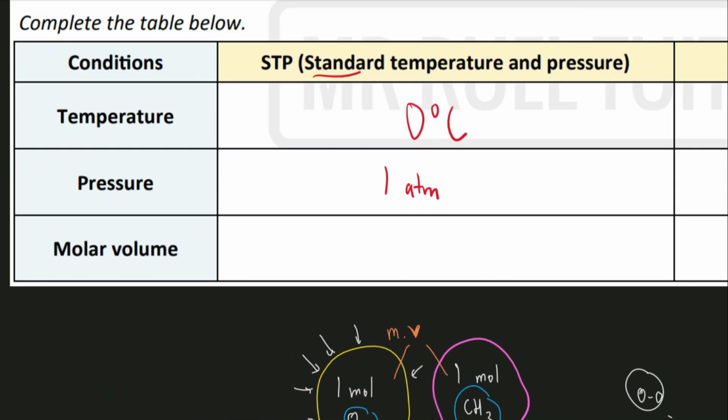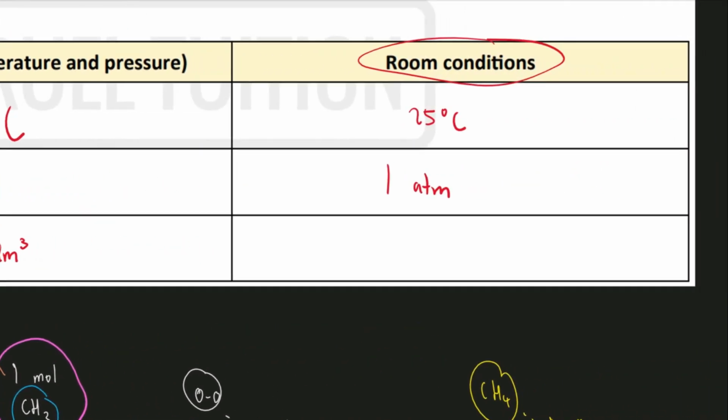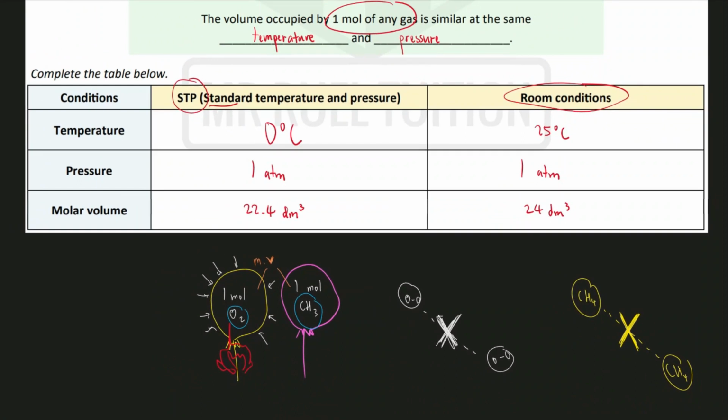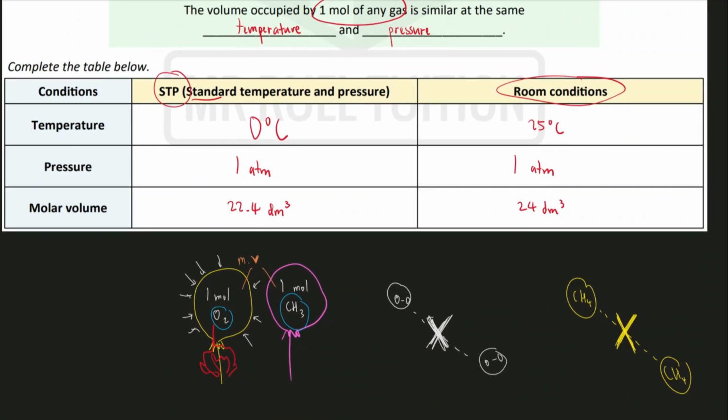And the molar volume at standard temperature and pressure is 22.4 decimeter cube, not centimeter cube. Whereas the molar volume at room conditions is 24 decimeter cube. This is the molar volume at STP and room conditions.